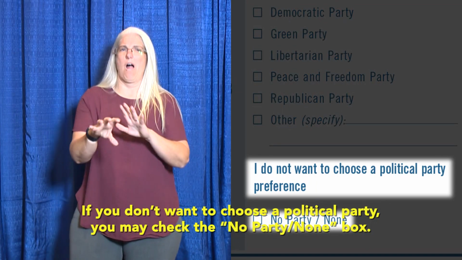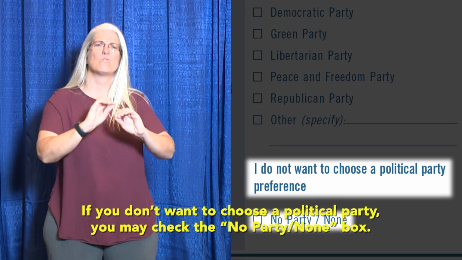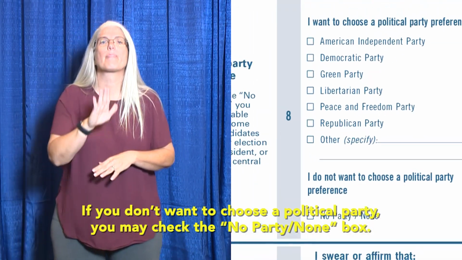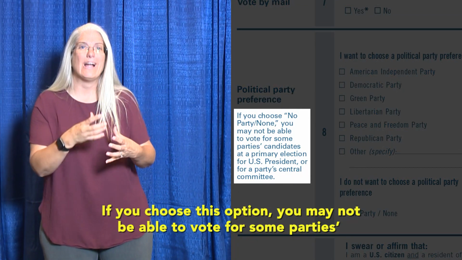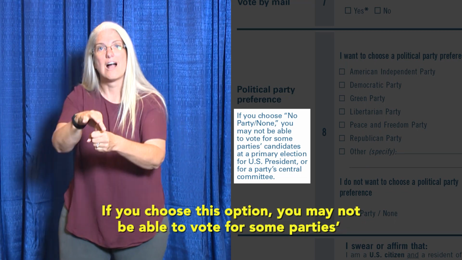If you don't want to choose a political party, you may check the No Party, None box. If you choose this option, you may not be able to vote for some parties as presidential or party central committee candidates at a primary election.